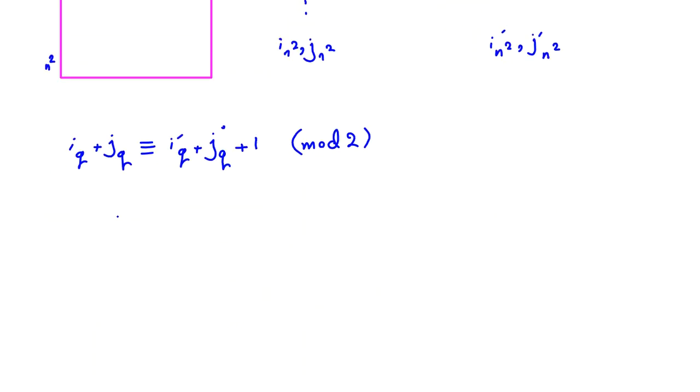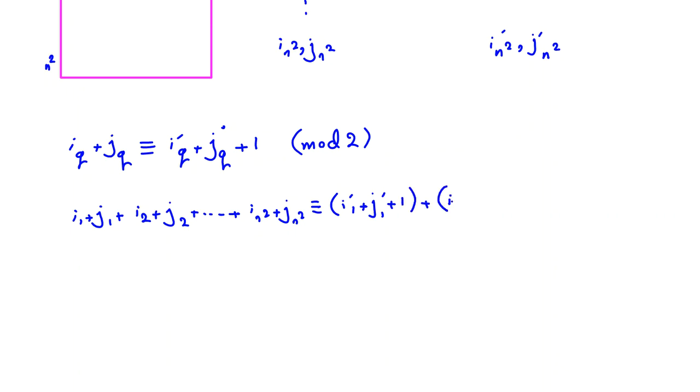So let's see. If you add i1 plus j1 plus i2 plus j2 up to i_{n squared} plus j_{n squared}, we know that mod 2 it is equal to i prime 1 plus j prime 1 plus 1, plus i prime 2 plus j prime 2 plus 1, up to i prime n squared plus j prime n squared plus 1, mod 2.